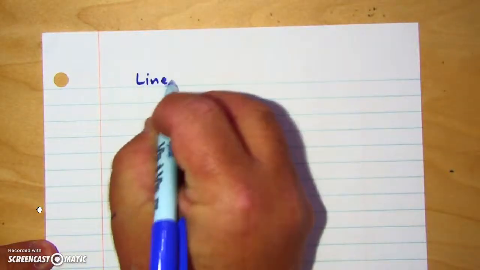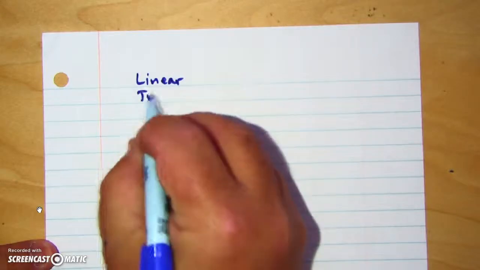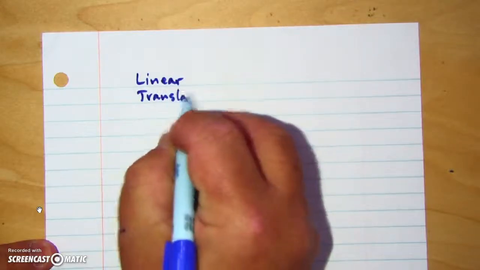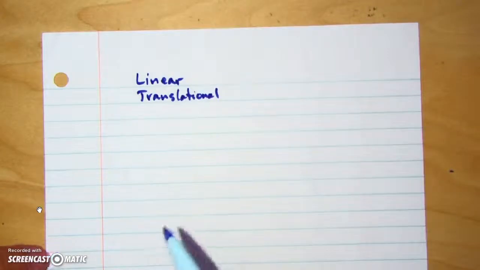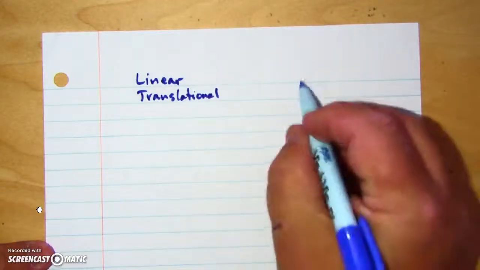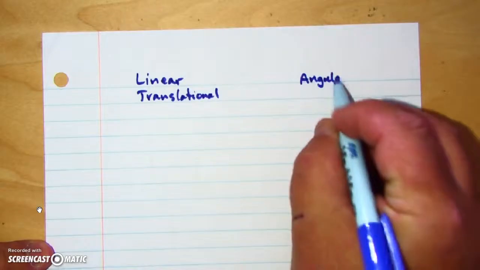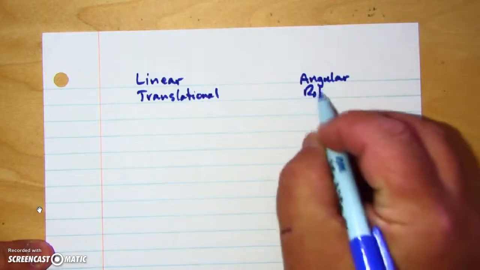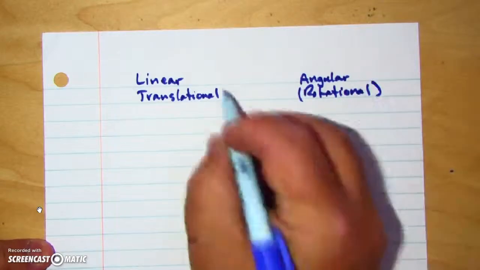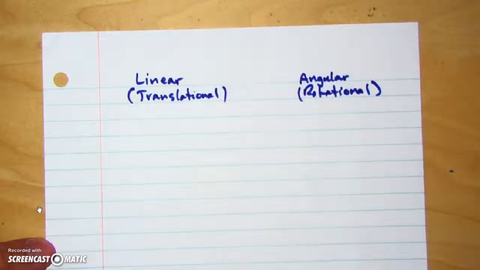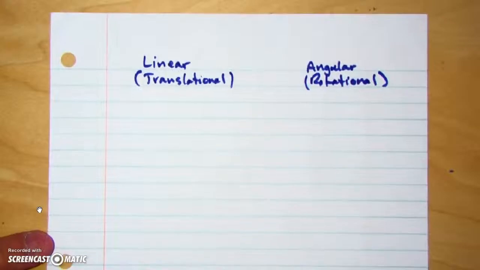Okay, now everything that we talked about in the linear world or the translational world, you'll see those words used interchangeably. Linear and translational means 1 dimension. I guess it could also mean 2 dimensions. And then we'll have angular, or you'll oftentimes see it called rotational. Again, you can really use either term when you're talking about it. So be careful about it.